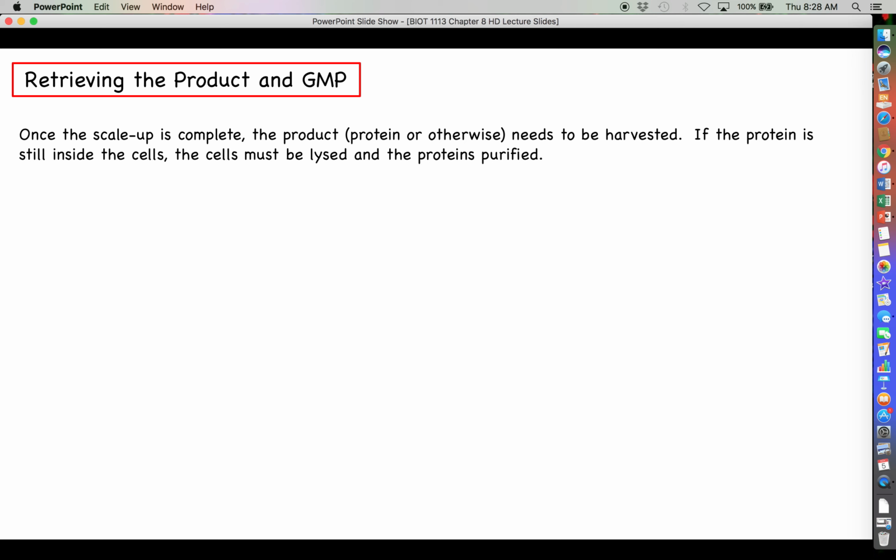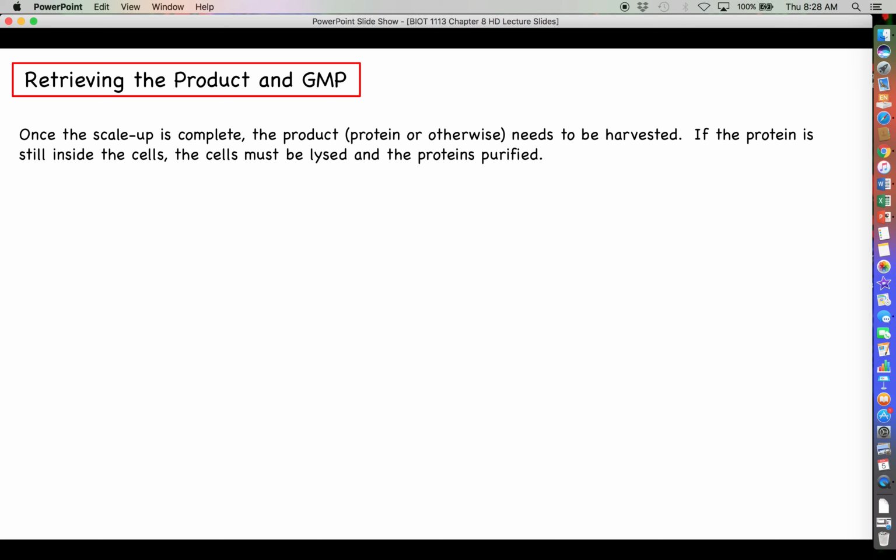Okay, and then the last thing that we'll talk about in this video is what are called good manufacturing practices, and then also we'll talk a little bit about how we go about retrieving our protein product, if that's indeed what we are making. So we're not going to go into too much detail. We can talk a lot more in Chapter 9 about how you go about purifying your protein with things like column chromatography, so you should look forward to those discussions.